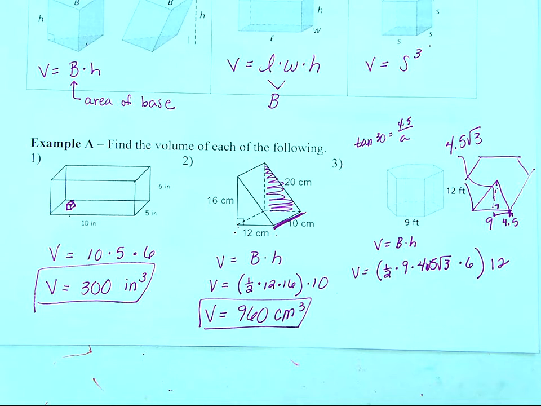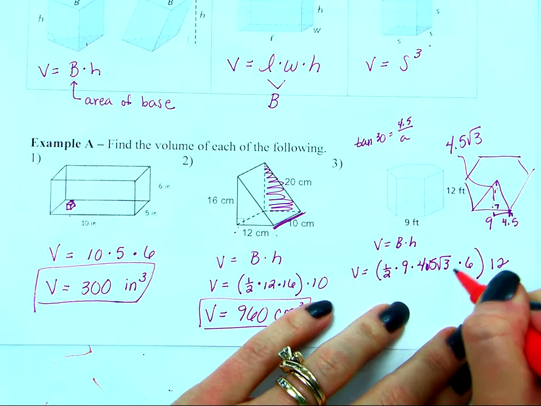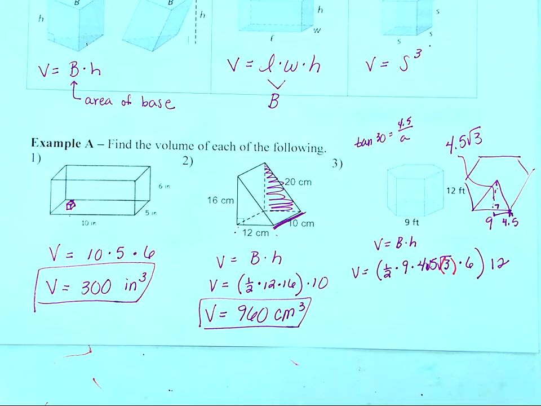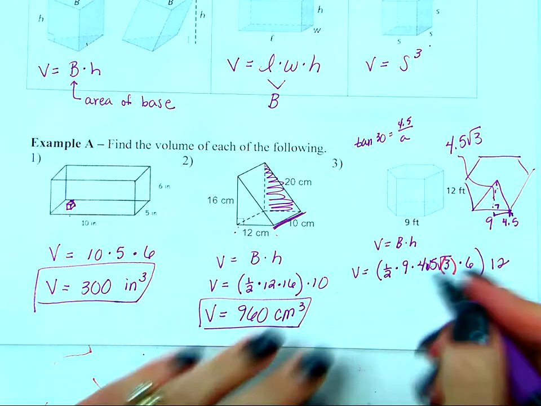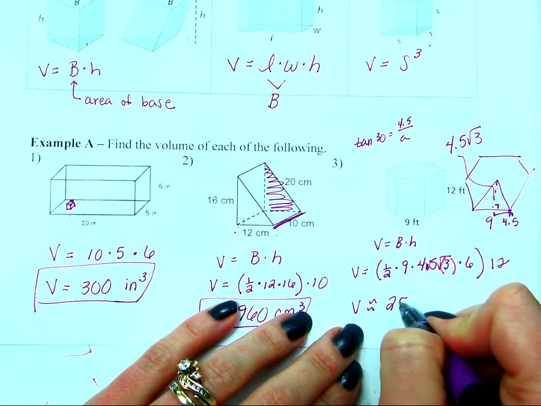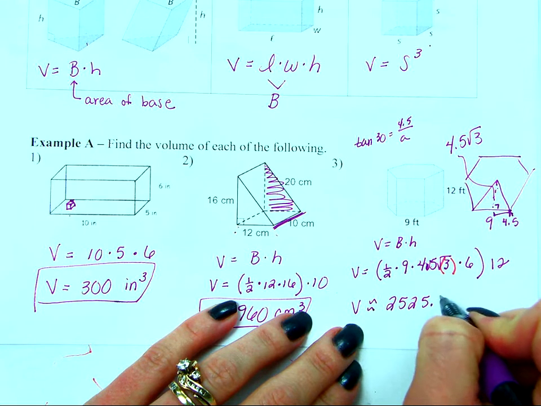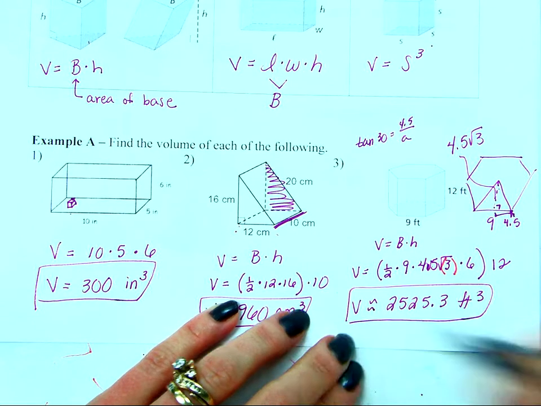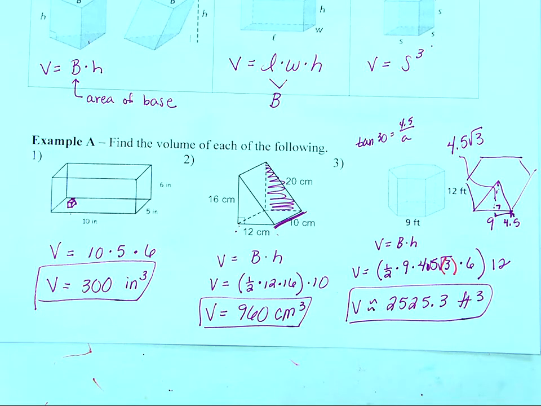So we just have to be careful that we have all our numbers in the right spot, as well as if you're entering this in your calculator, you want to make sure that you close that parenthesis off. When you enter this in and you find your volume, we're going to round it to the nearest tenth, and you should find that you get about 2,525.3 cubic feet. So double check those, enter that in, and see if you can come up with that number.